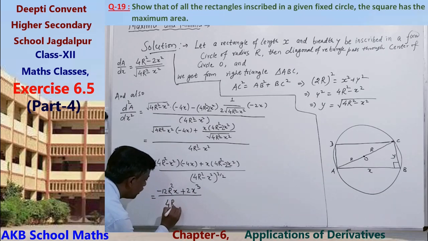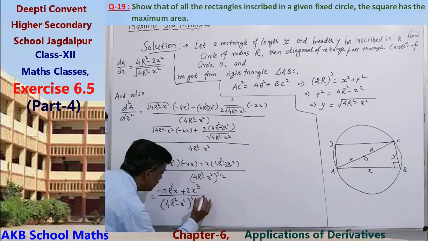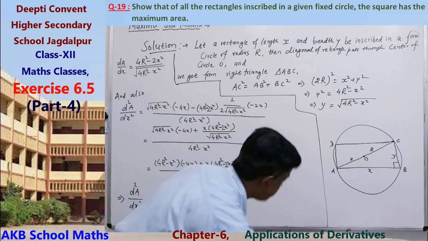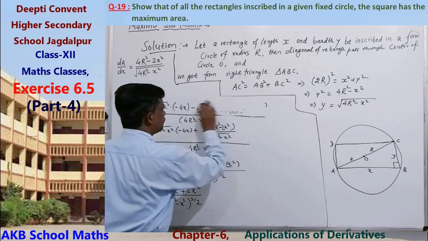4r square minus x square power 3 by 2. This is second derivative, d2A upon dx square. This is our second derivative. This is first derivative, this is second derivative. Okay, now we have to test. Clear? First derivative and second derivative.